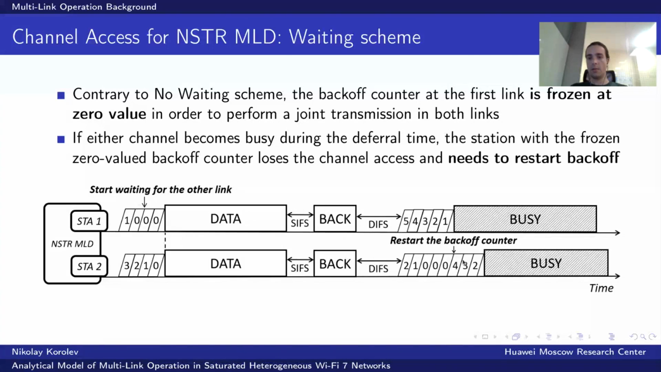So we change it from 0 to a new value. It can be explained by the following fact. If we don't restart this value and just start an immediate transmission after we sense the other channel busy, then we will fall into collision with high probability, because there might be several non-STR MLD devices which froze their backoff counters at 0 value, and if they sense the first channel as busy at the same time and start the transmission at the same time, they will fall into collision. So that is the reason why we need to restart the backoff.